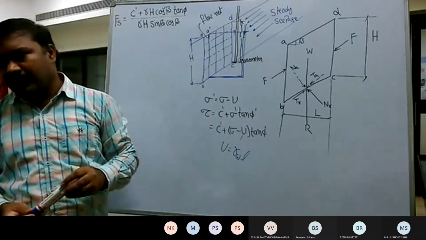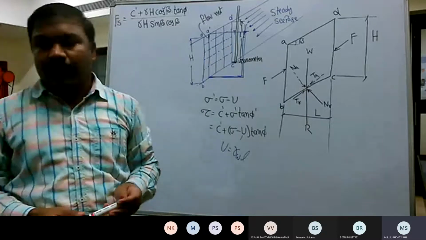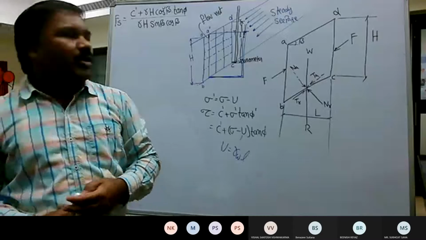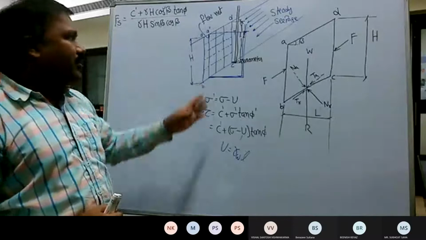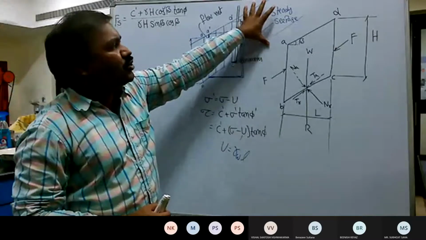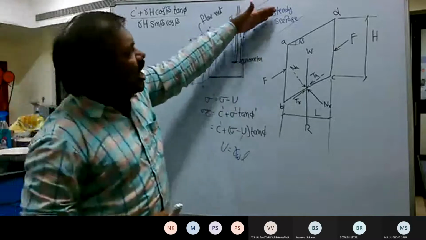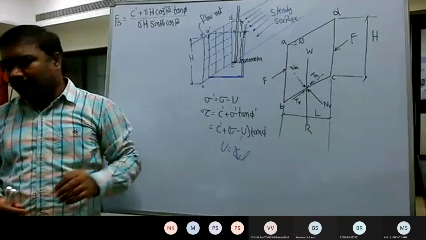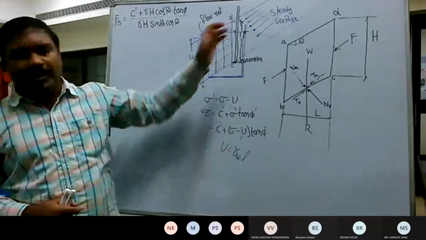Sir, L is variable, na sir? Yeah, L depends upon the flow line. So L is variable, na sir? No, it is fixed. See, for example, here I have taken the steady seepage through the entire depth of the soil level. Suppose if you take half only, then in that case it is variable. But otherwise it is not variable. Okay, sir. It's not variable.